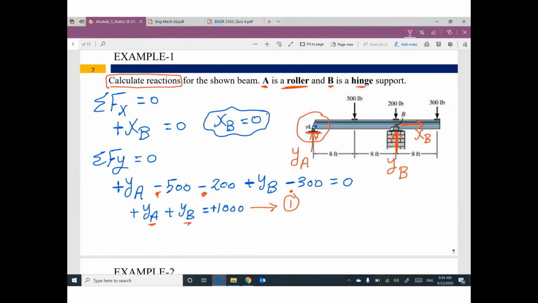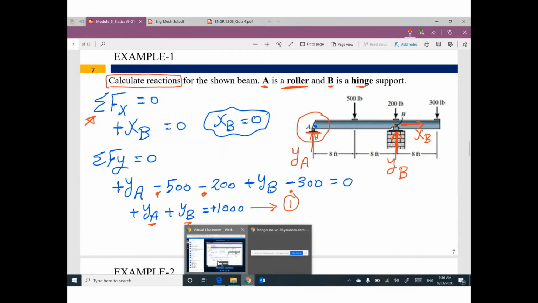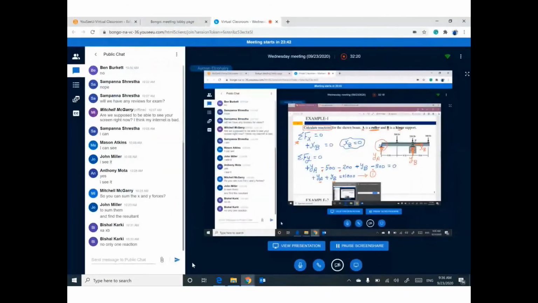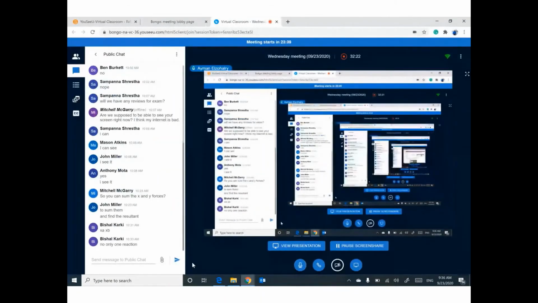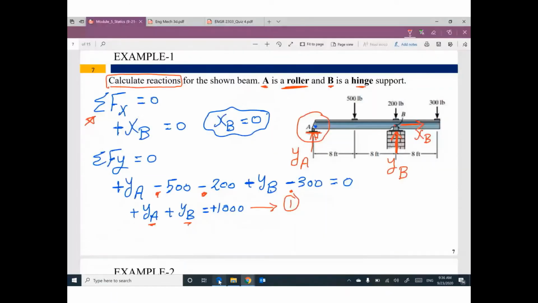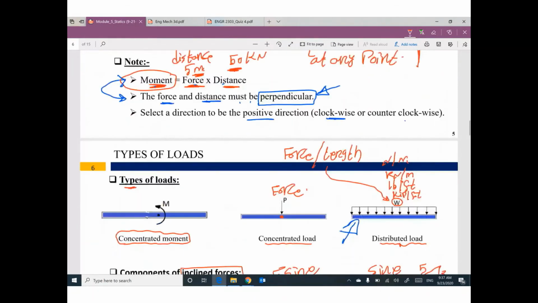So by the end, if you apply summation F of x equals 0, we have only XB. So we applied, how many equations do you apply? We applied only 2. Summation F of x, summation F of y. We still have one more.